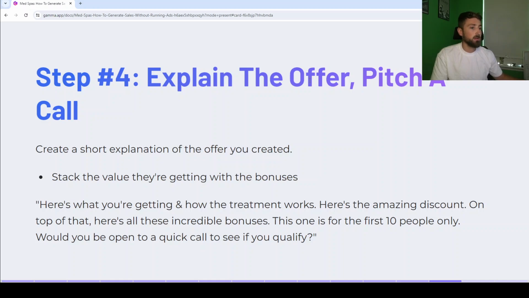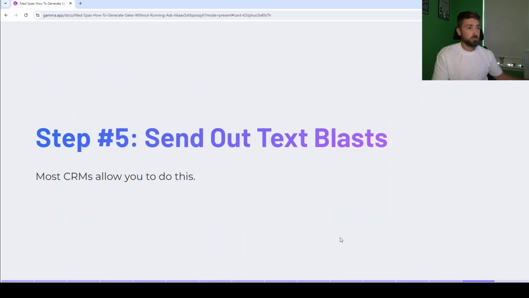And so the next step is to pitch a call. You can frame this as, would you be open to a quick call to see if you qualify? Would you be open to a quick call so that we can explain more of the details, etc.? You just want to make the next step getting on a call with you or your team. You don't want to go straight for the pitch, like, are you available to come in on Monday at 3? It's a little bit too much. It's much better to start with that phone consultation. You can also solidify the relationship that way as well.